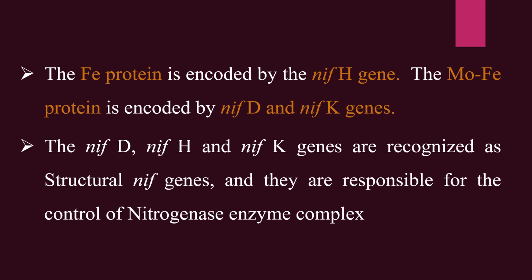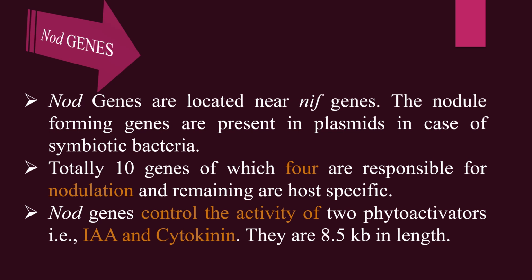The second notable gene is the NOD genes and they are located near NIF genes. The nodule forming genes are present in plasmids in case of symbiotic bacteria. Totally 10 NOD genes, of which 4 are responsible for nodulation and the remaining are host specific. NOD genes control the activity of two phytohormones that are indole acetic acid and cytokinin. They are 8.5 kb in length.